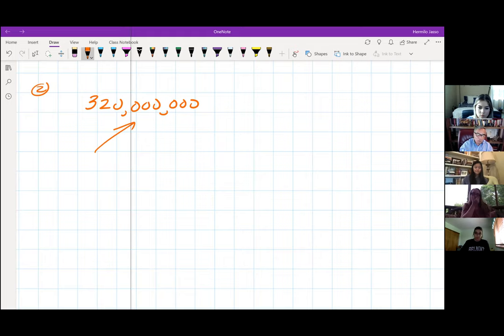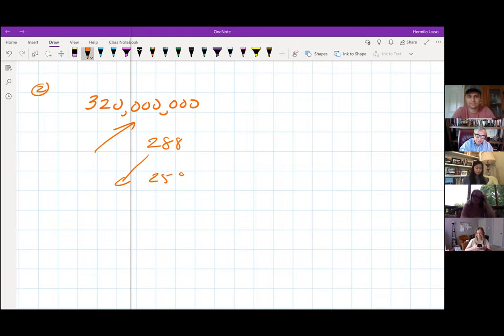320 times 0.9, how much is it? $288. So there's $288 million in consumption that is not going to take place because people did not purchase the planes. Then that $288 million was going to be the income of someone else. And because of that, that someone else is not going to invest or consume 90% of that, which will be $259. And it goes run after run after run, and boom.